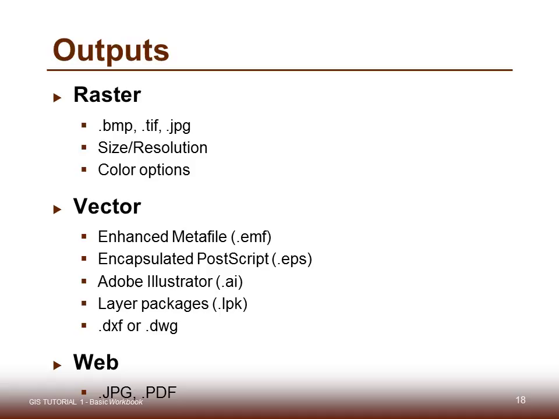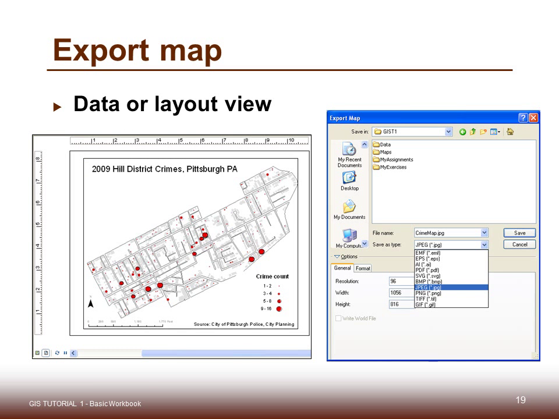The way that you do the output when you export a map is that you go to File and Export Map. So here we are in the data or layout view. You go to File and Export Map, and an interactive window will come up, and then you choose the type you save it as. You'll also need to set the resolution for the map as well. One of the important things, of course, like always, is be aware of where you're saving it.